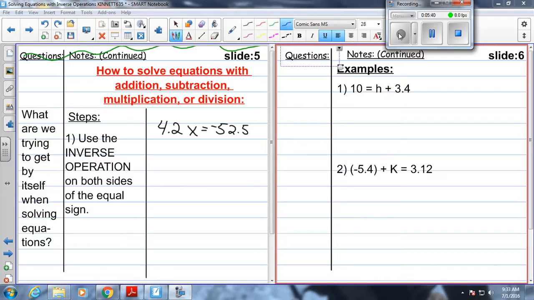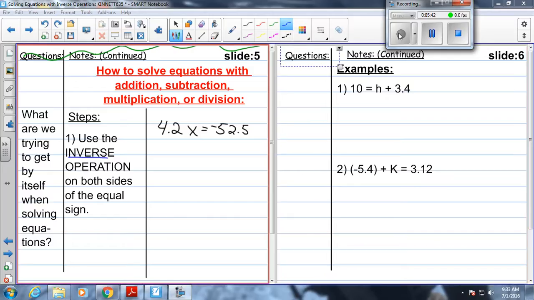So step one says use the inverse operation on both sides of the equal sign. And remember the goal in these problems, this is what this question over on the left margin is telling us: we work on the side that has the variable. And that variable could be on the left, it could be on the right, it may even switch sides throughout the problem. So just be aware of that.